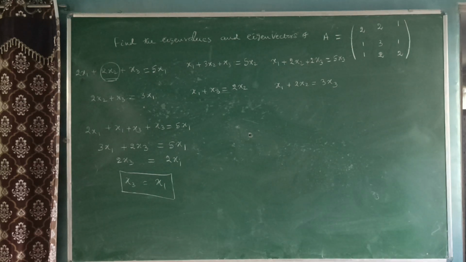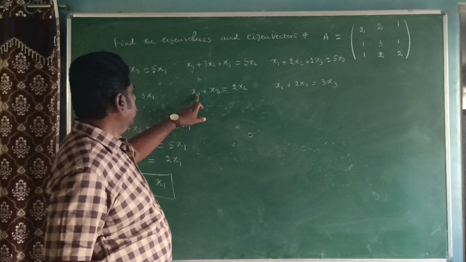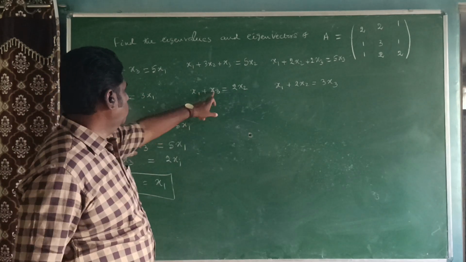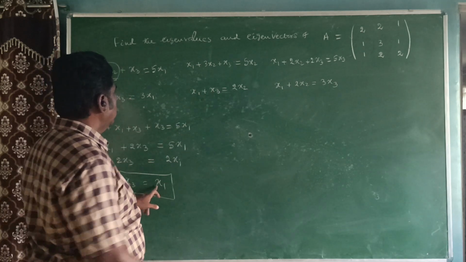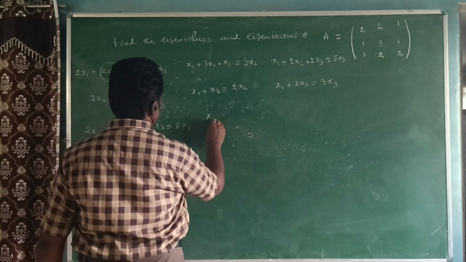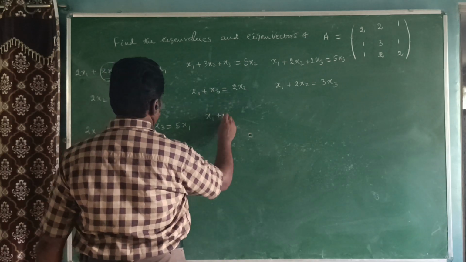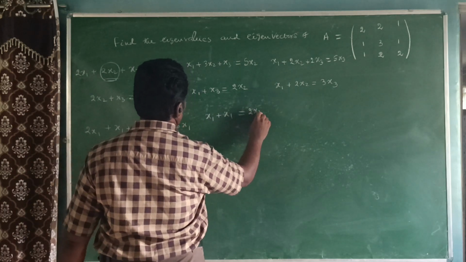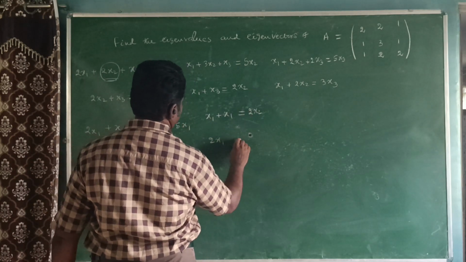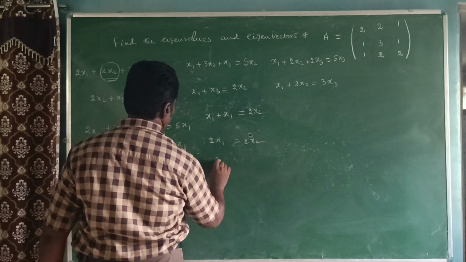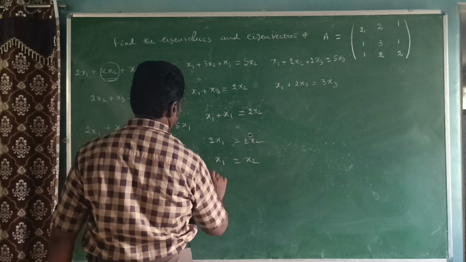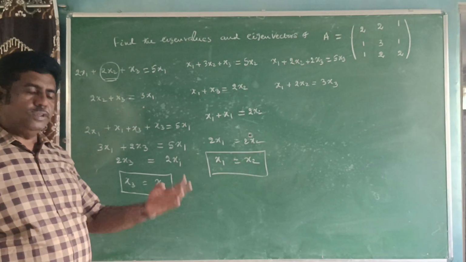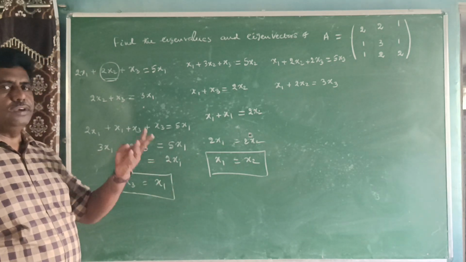Then, in this equation, x1 plus x3 equal to 2x2. Instead of x3, we may put x1 because x3 equal to x1. Now this equation becomes x1 plus x1 equal to 2x2. Then 2x1 equal to 2x2. Therefore, x1 is equal to x2. From these two equations, we may conclude that x1 equal to x2 equal to x3.